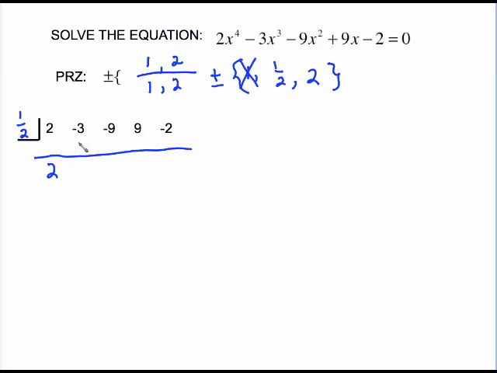Half times 2 is just a plain old 1. That's great. Negative 3 plus 1 is negative 2. Half times negative 2 is negative 1. Negative 9 plus negative 1 is negative 10. Half times negative 10 is negative 5. 9 minus 5 is 4. Half times 4 is 2. Gives me 0. That says 1/2 is one of my roots.